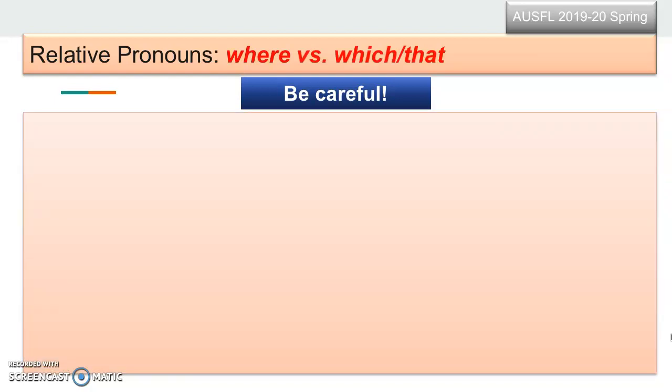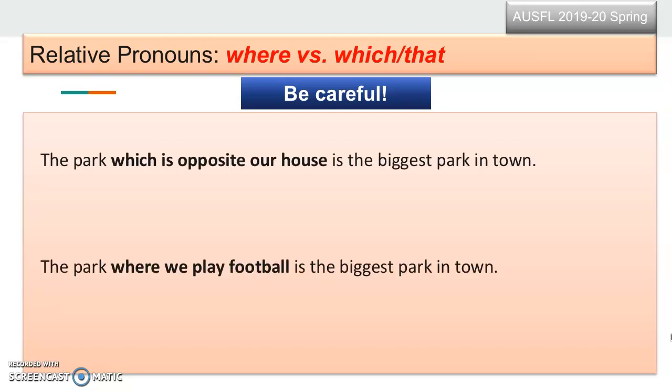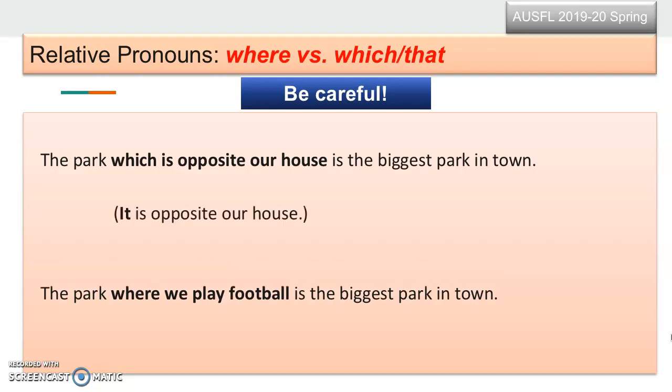Another point is you need to be careful about whether to use which or where after a noun of place. Now, look at these examples. The difference between these two sentences is that in the first sentence, the meaning is it is opposite our house. And in the second sentence, the meaning is we play football there. So in the first sentence, we use which to replace it. And in the second, we use where to replace there.